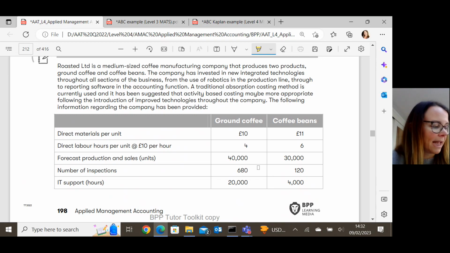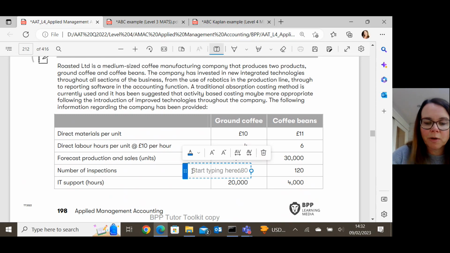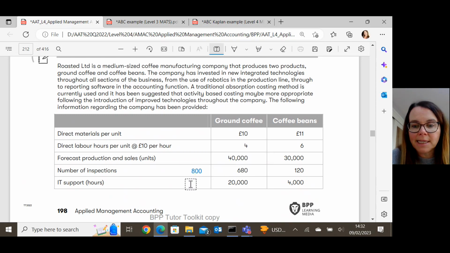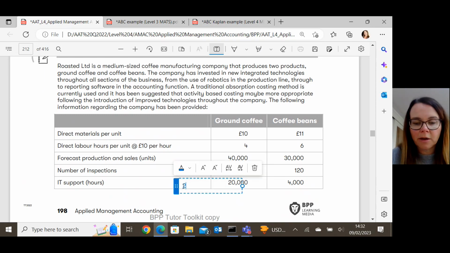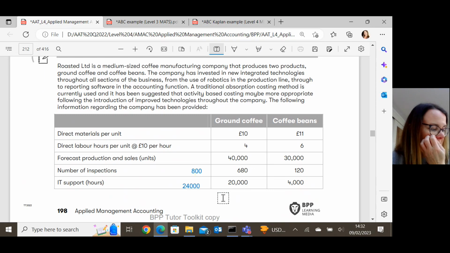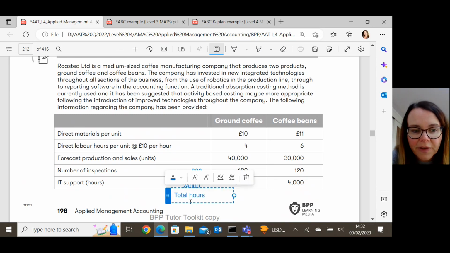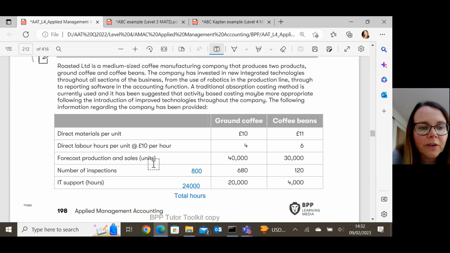Right, so again, we can see a number of inspections. So these are going to be cost drivers. So as before, let's just make a note of the total. IT support in hours, another cost driver. So make a note of the total. You're going to need that. Also worth just figuring out the total hours. So what have we got here?